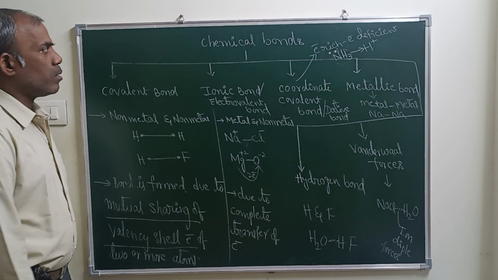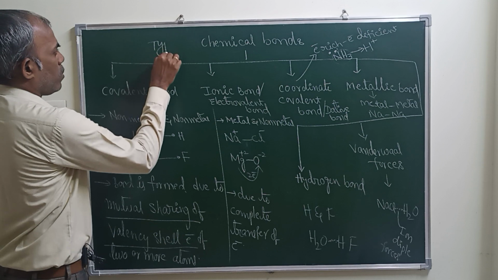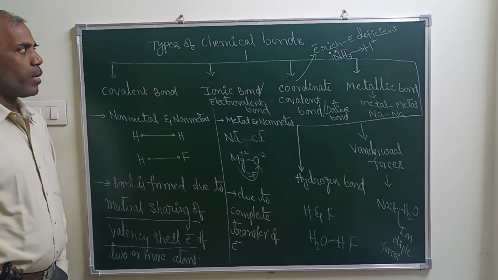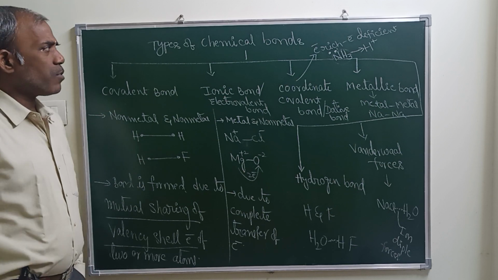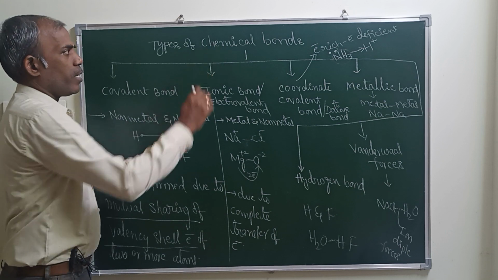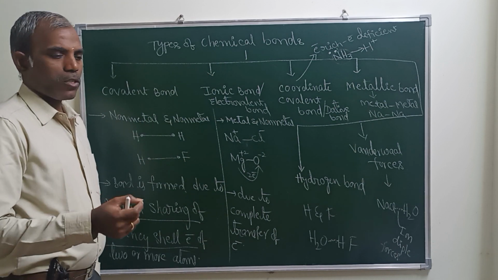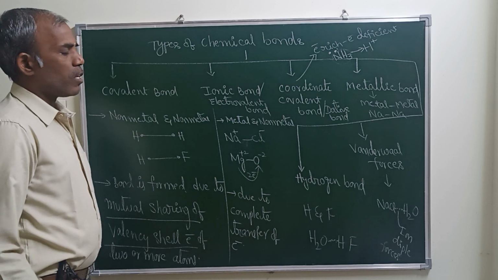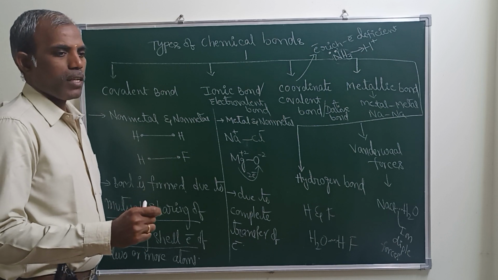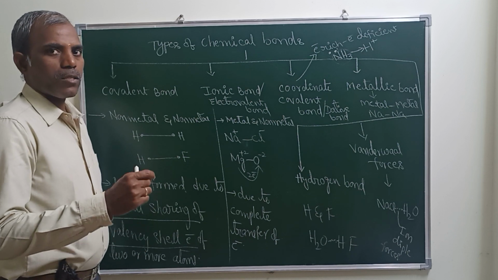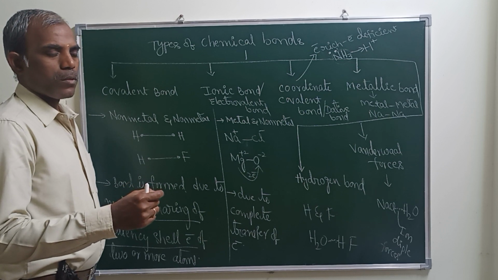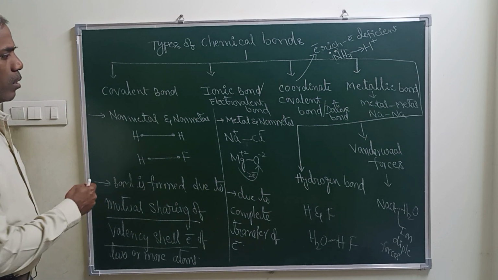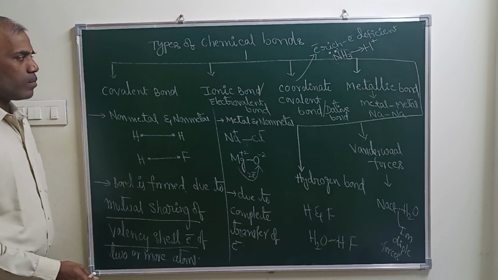The concept here is types of chemical bonds. As we have learned, a chemical bond is nothing but a force of attraction between atoms, ions, or molecules. That force of attraction is mainly observed to attain the stability of atoms through the molecules. Now, when coming to the types of chemical bonds, there are different types.